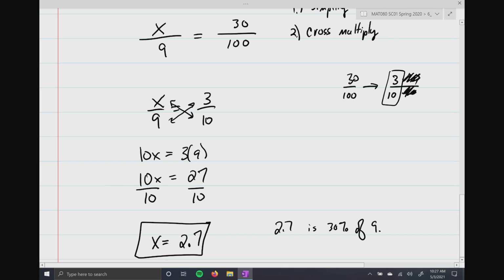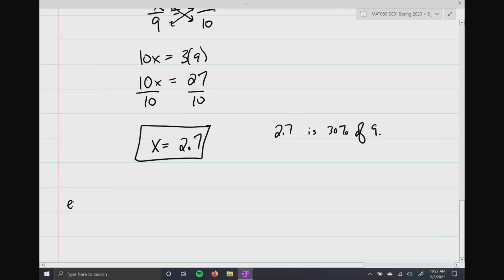All right. Does that make sense, everyone? All right. So now what I want you to do is this problem. 150% of what number is 30? So go ahead and try that for me, please.